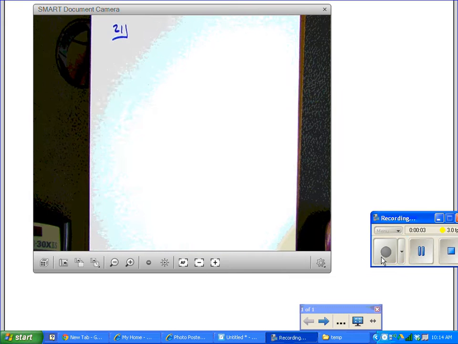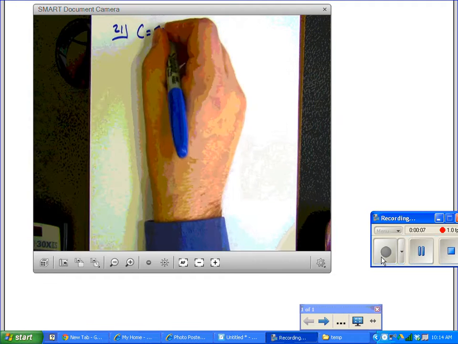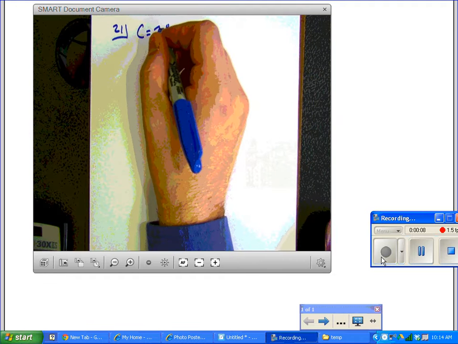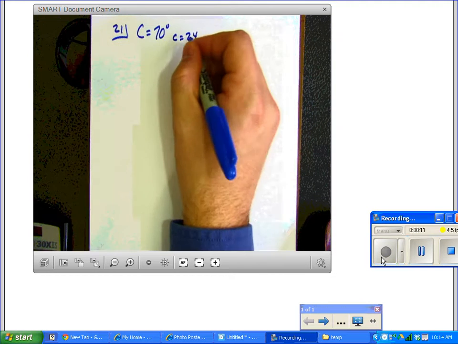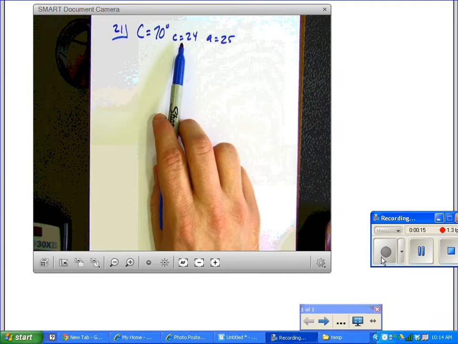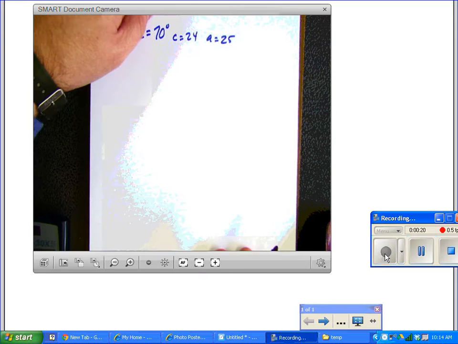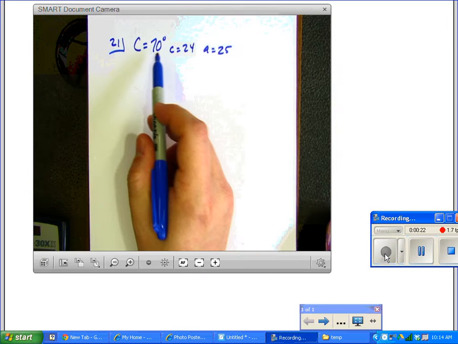All right, let's do this one. So yeah, big C is 70. Little c is 24. Little a is 25. Definitely side-side-angle, because the angle between the two would be angle B. So it's not side-angle-side. It's the acute case, right?